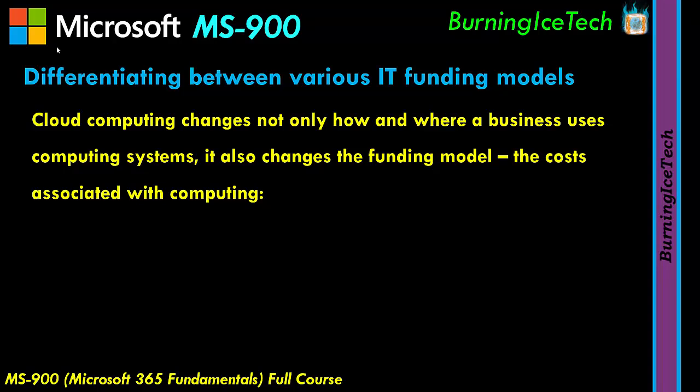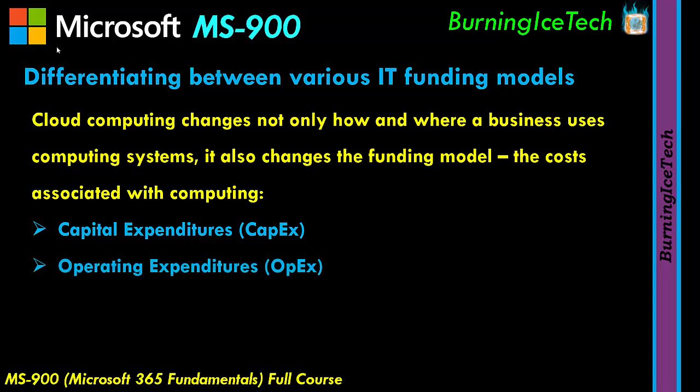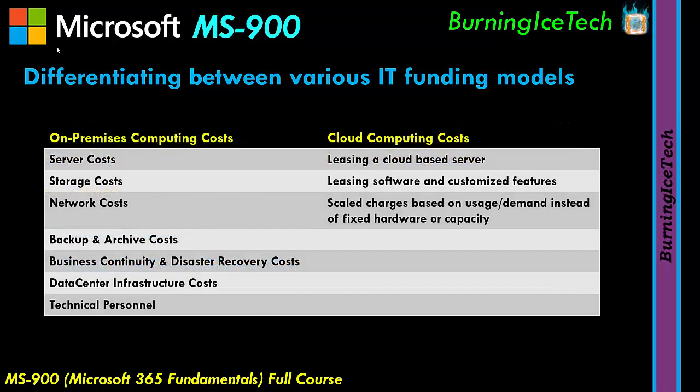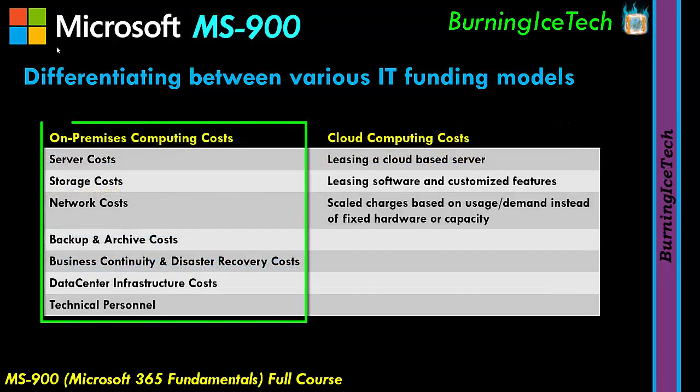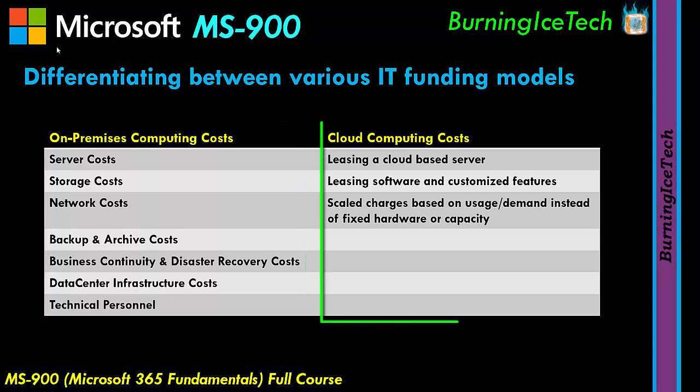So that brings us to these 2 points. The first of which is capital expenditures and operating expenditures. To help elaborate on this, I've got a nice little table here for you guys. On the left, it shows us on-premises computing costs, what you would normally have in the old school days, although some of you guys might still be experiencing this to a certain degree. And on the right-hand side, we've got cloud computing costs.